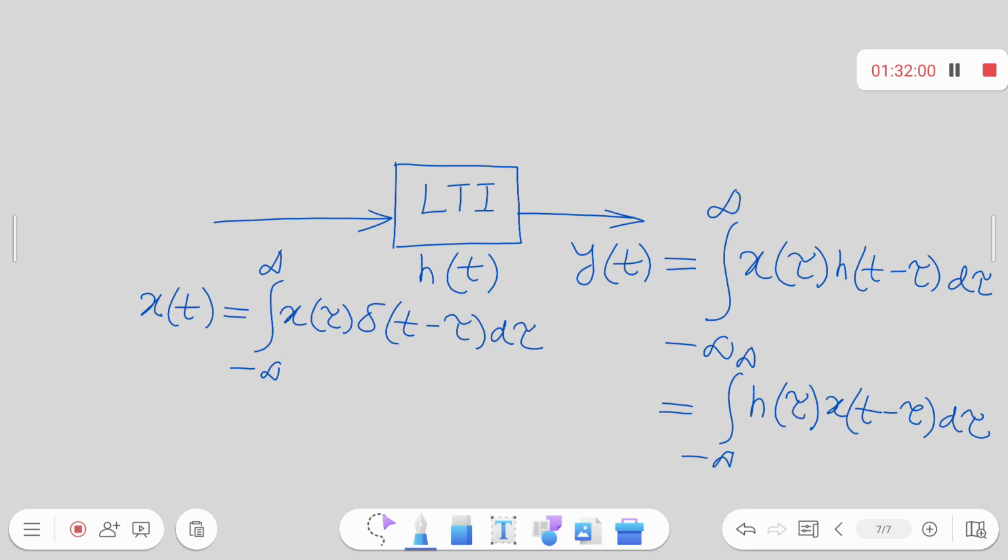So I have written now x of tau delta of t minus tau. For a non-LTI system, delta of t minus tau will not produce h of t minus tau. For a non-LTI system, x of tau delta of t minus tau will not produce x of tau h of t minus tau. For a non-LTI system, the individual summation will not produce the final summation. Right? So only if the system is LTI can you find out the output. And if not, then performing only one experiment will not tell you everything. This is only true for an LTI system.